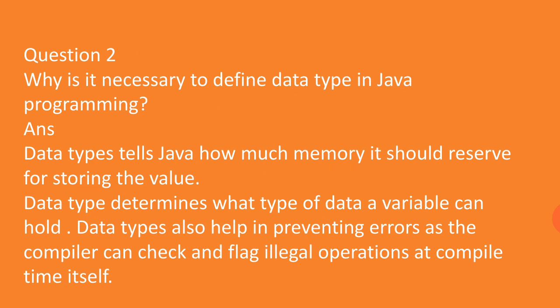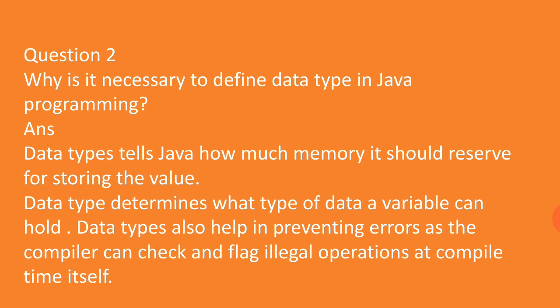Question number 2. Why is it necessary to define data type in the Java programming? As in the previous question I have explained, data type simply means the type of data or nature of data. So data type tells Java how much memory it should reserve for storing the value, because every data type has an associated amount of memory with it. So this is also specified through the data type, and that takes place in the background. Once I declare a variable or a constant of a particular type, so it also specifies that how much memory will be occupied by this variable or a constant.